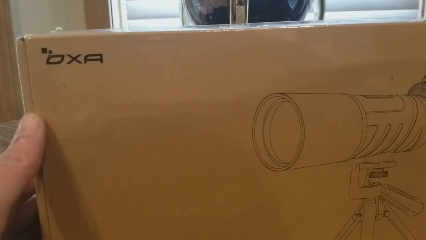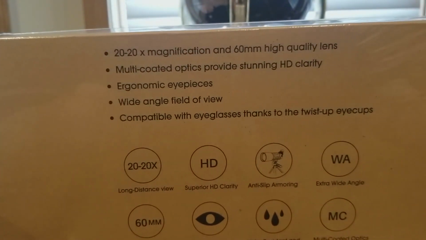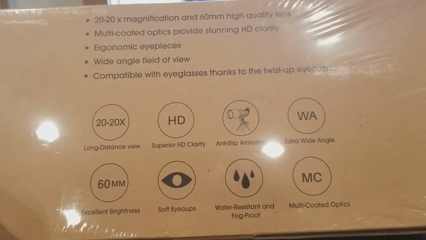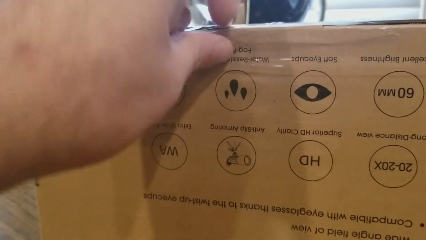Okay, I remember this. Alrighty, we have the OXA spotting scope. Whoa, spy on my neighbors. Going in, pet detective. There we go. Clarity. Alright, some good features. Now let's see what this thing looks like. Oh yeah. Here we go.